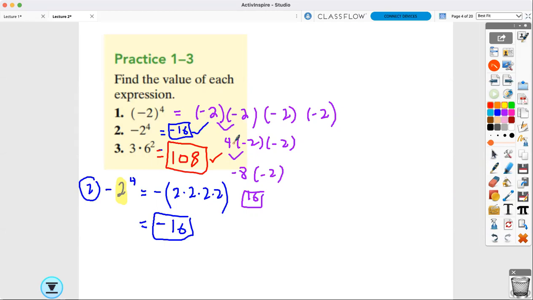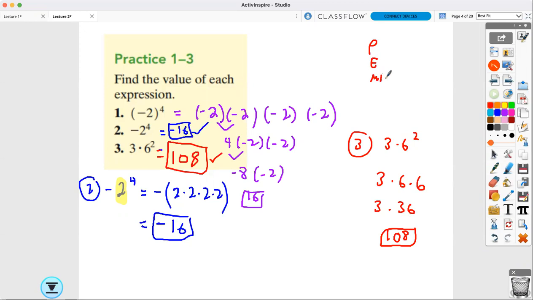All right, let's take a look at number 3 real quick. Number 3 is 3 times 6 squared. Well, that's just 3 times 6 times 6, right? Because PEMDAS, exponents first. 6 times 6 is 36. So we have 3 times 36. Then we do 3 times 36 in our calculator, which gives us 108. Remember to follow PEMDAS, class.